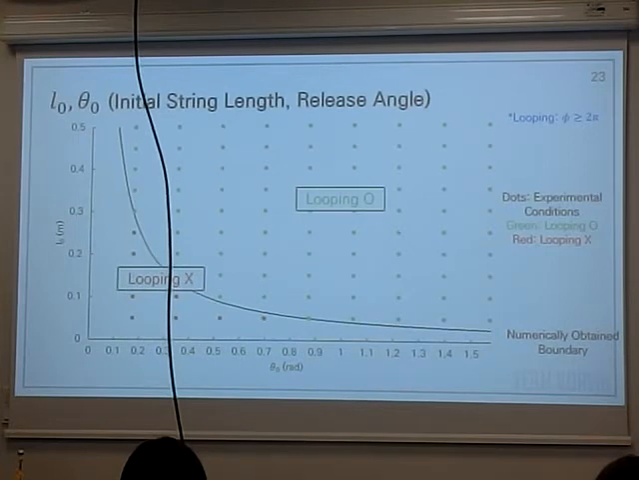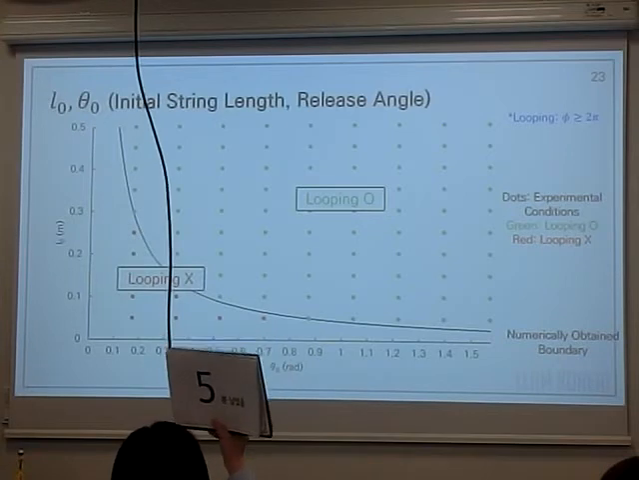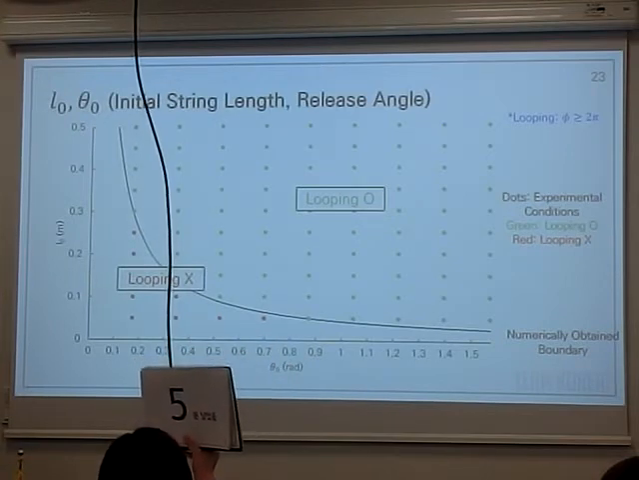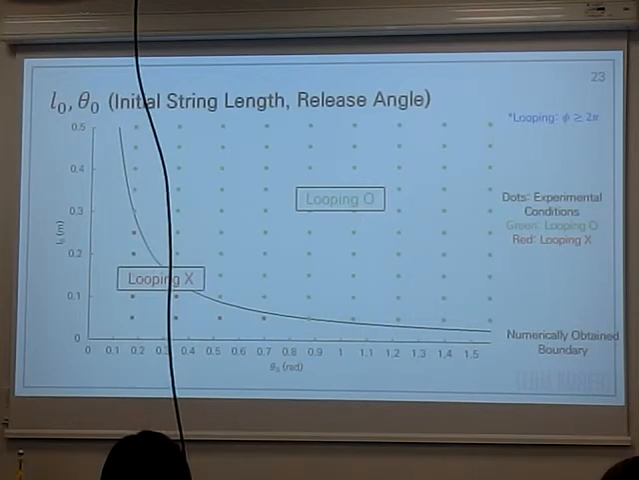And so we have performed experiments varying the initial string length L0 and the initial release angle theta 0. And comparing these initial conditions, we were able to divide the regions into where the looping happens or not. And we define looping as when the wound angle is greater than or equal to 2 pi. This black curve was numerically obtained by our simulations. And each of these dots corresponds to our initial experimental conditions, where the green dots denote that the looping happened, while the red dots indicate that the looping did not happen. So our experimental data shows that our numerically simulated boundary fits with our experiments.